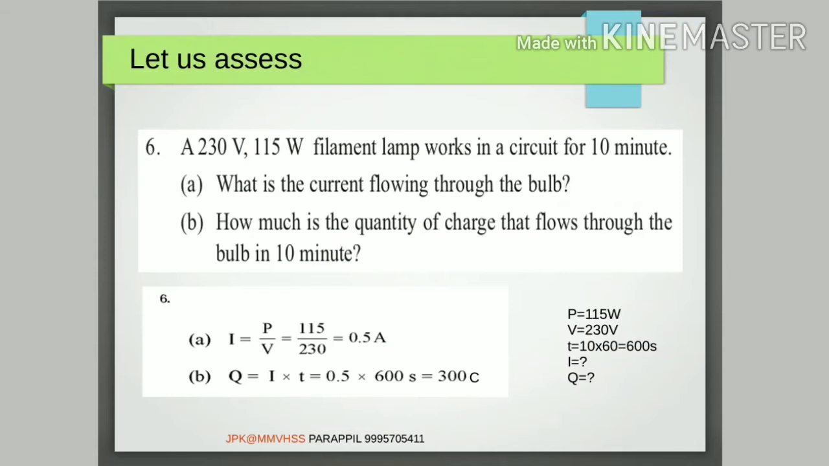Here, just to find out the current, I is equal to P by V is equal to 115 by 230 is equal to 0.5 ampere, and charge Q is equal to IT, that is equal to 0.5 into 600 is equal to 300 coulomb.